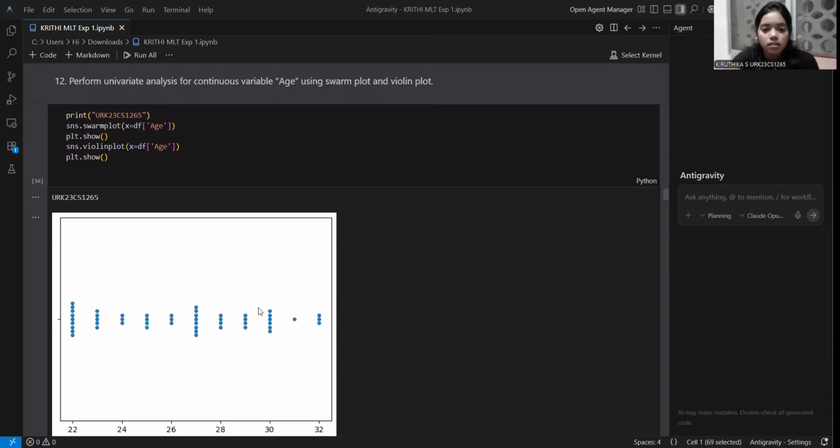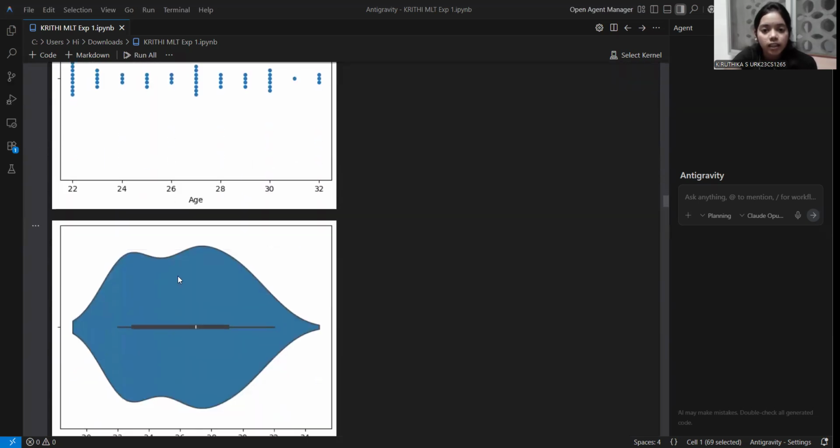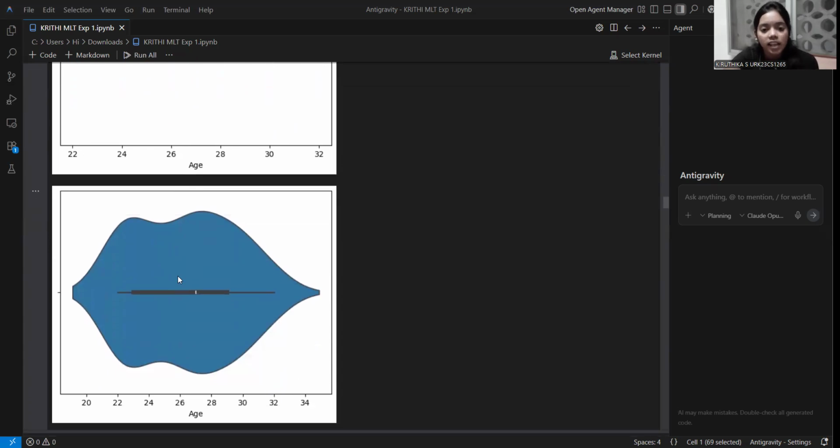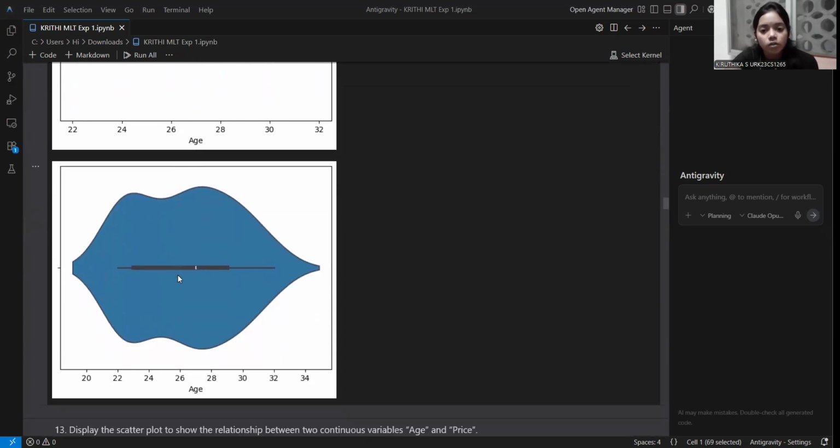And the 12th one is univariate analysis of age. Two plots are used. Swarm plot shows individual data points, and then violin plot shows distribution and density of the feature. This helps visualize how age values are spread.